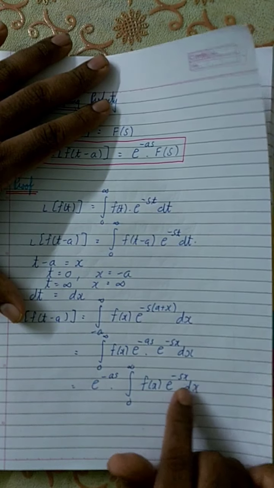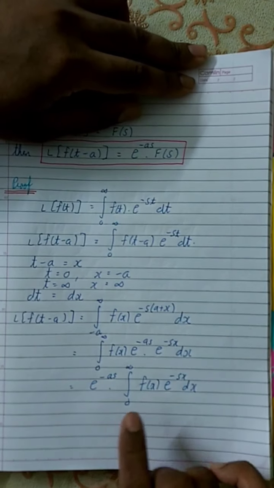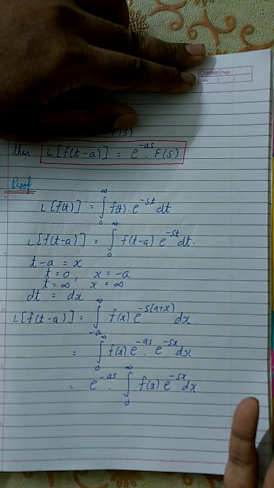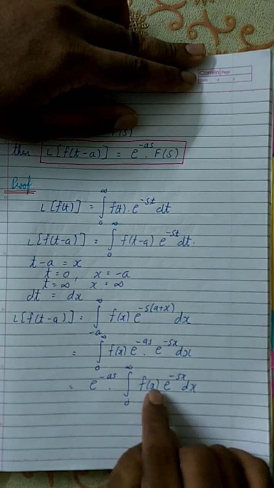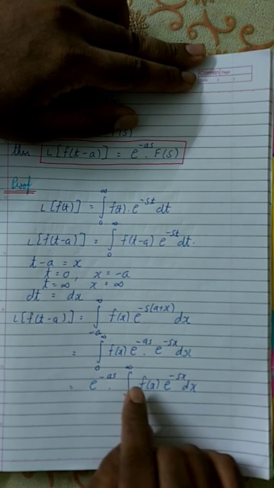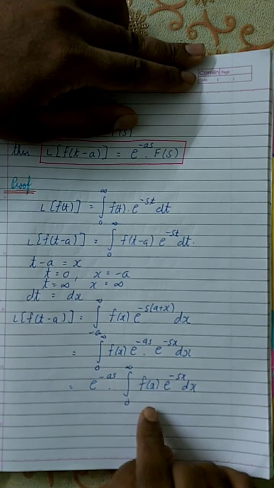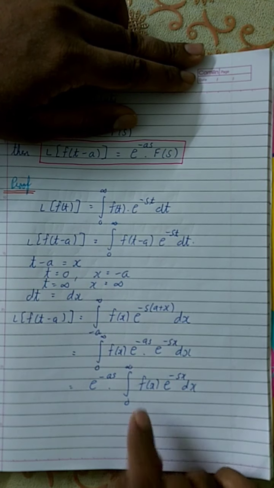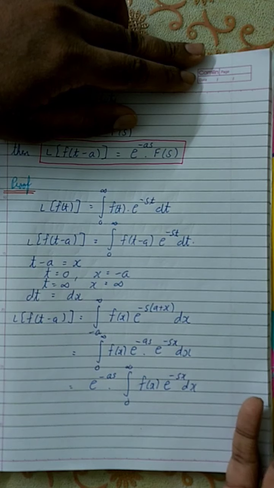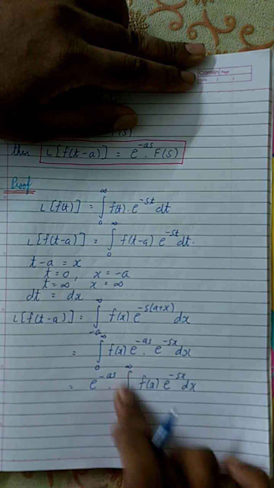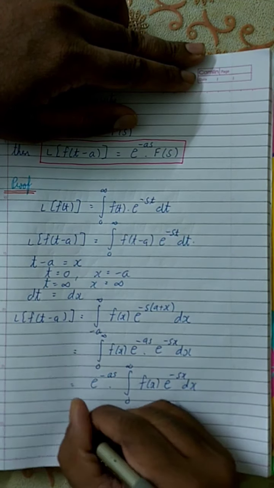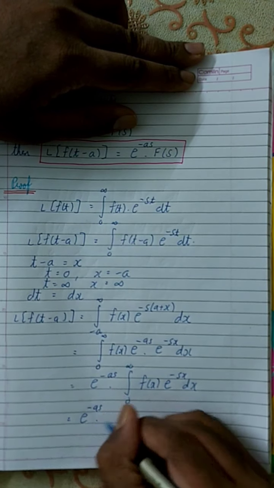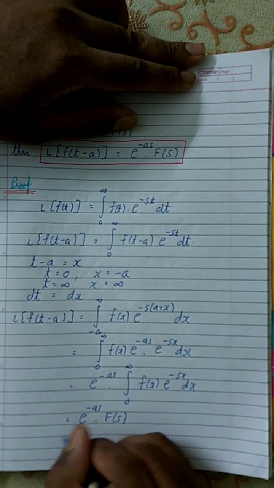You see, because from the mathematics point of view, x and t are nothing but just variables. So if I replace x with t, this becomes the integral from 0 to infinity of f of t e raised to minus st dt, right? But here instead of t we have the letter x. That's the only difference over here. So this is nothing but the Laplace transform F of s. So this is e raised to minus as into F of s.